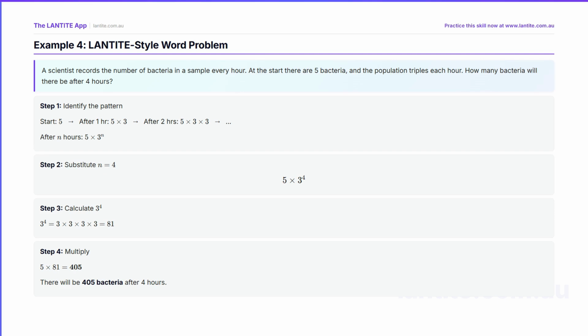We can see the pattern. After n hours, the number is 5 times 3 to the power of n. Substitute n equals 4. We get 5 times 3 to the 4. Calculate 3 to the 4. 3 times 3 is 9, times 3 is 27, times 3 is 81. Finally, 5 times 81 is 405. There will be 405 bacteria after 4 hours.